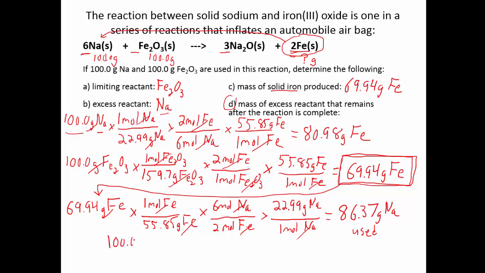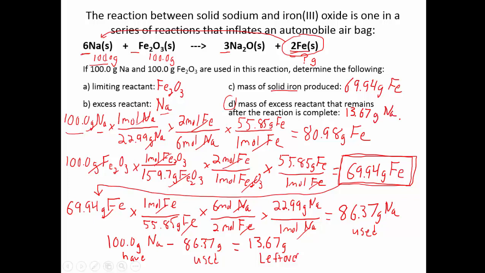Since we started with 100 grams of sodium, this is what we started with, that's how much we have, minus the 86.37 grams of sodium is what we used. What we have in excess or left over, 13.67 grams, is what's left over. So if we think about that, mass of excess reactant that remains after the reaction, that 13.67 grams of sodium is our excess reactant.